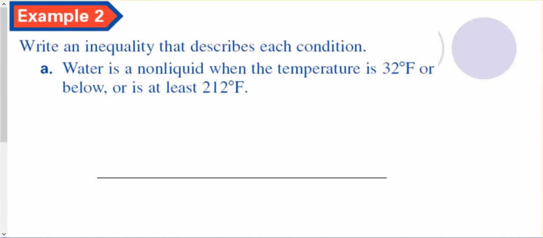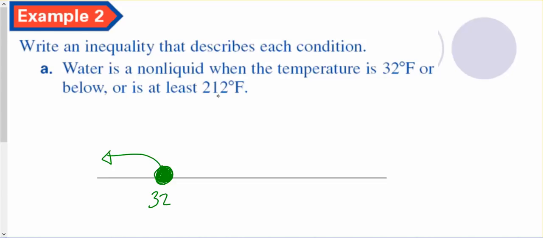So let's try 2. Write an inequality that describes each condition. Water is a non-liquid when the temperature is 32 degrees Fahrenheit or below. So if I were to make a graph, I'd say 32. When it's 32 or below, that would mean I'd want to include the 32, because it says 32. Or below, that would mean going to the left.